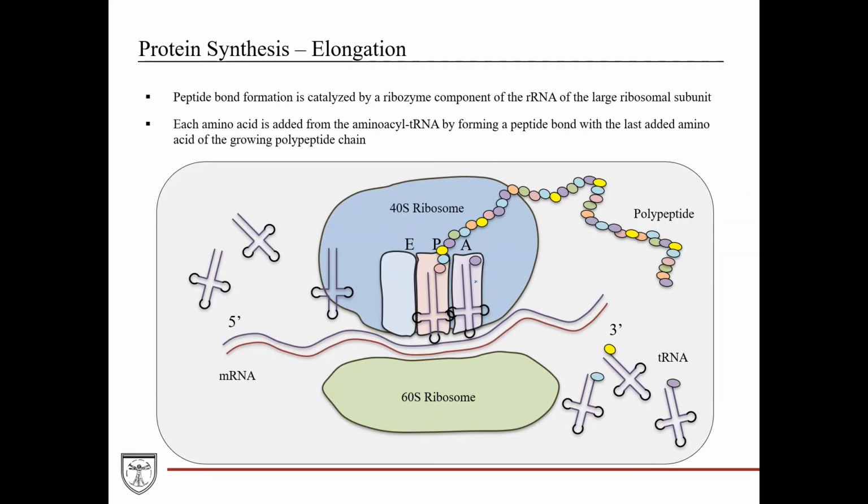So now that this tRNA has brought the next amino acid in, the next step is to form the peptide bond. And so a peptide bond is formed between the last added amino acid to the polypeptide chain and this new amino acid that's brought in. So we'll label that PB for peptide bond. And this is catalyzed by the enzyme peptidyl transferase. Peptidyl transferase. And remember, this is part of the ribosomal RNA of the large ribosomal subunit.